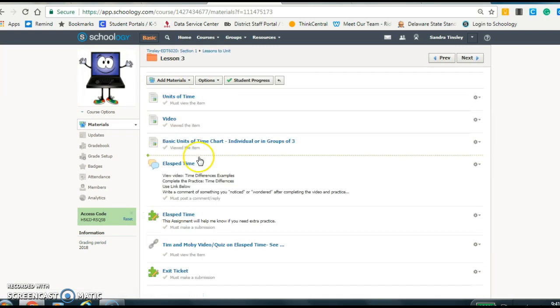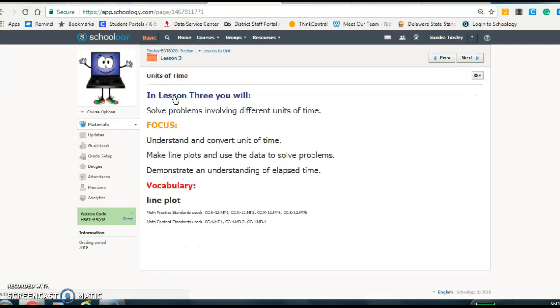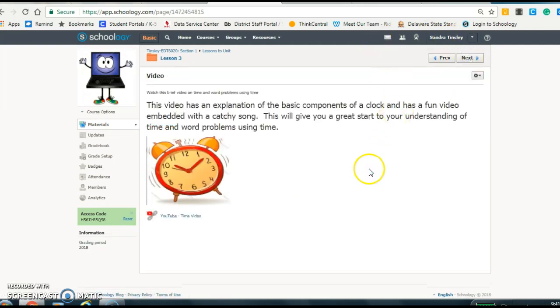Lesson 3 is unit and time, again, starting with the focus and the vocabulary and the Common Core standards. They will then go to a video that I created on YouTube that will get them ready to understand how to add time and change from minutes to hours and hours to minutes watching my video.